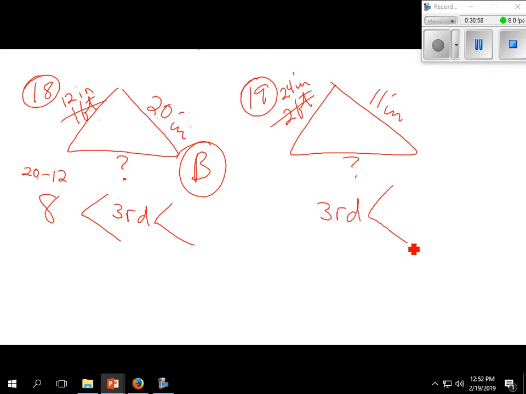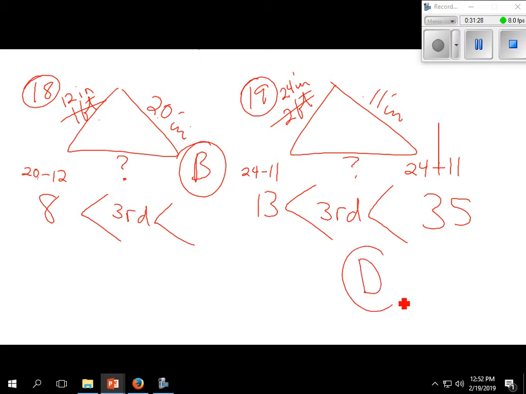Again, we can figure out that the third side has to be between two numbers by subtracting those for the low end. So 24 minus 11, which is 13. And on the other side, 24 plus 11, which is 35. So the third side has to be between 13 and 35. Letter A is 38, that's not. Letter B is 7, that's not. Letter C is 6, that's not. Letter D is 16. So the only one that will work in case of number 19 is letter D.